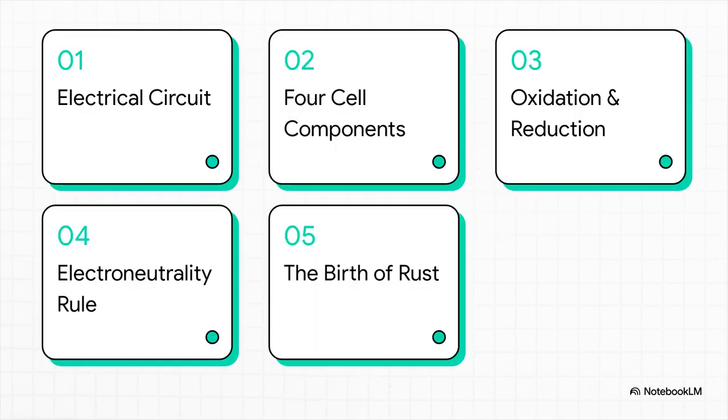Here is our game plan for today. We'll start with 1, the hidden electrical circuit. 2, the 4 essential cell components. 3, oxidation and reduction reactions. 4, the rule of electroneutrality. And finally, number 5, the birth of rust.